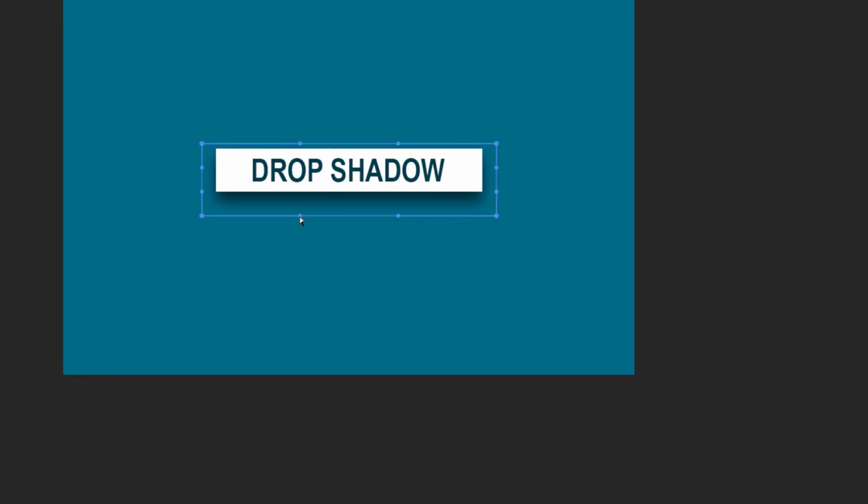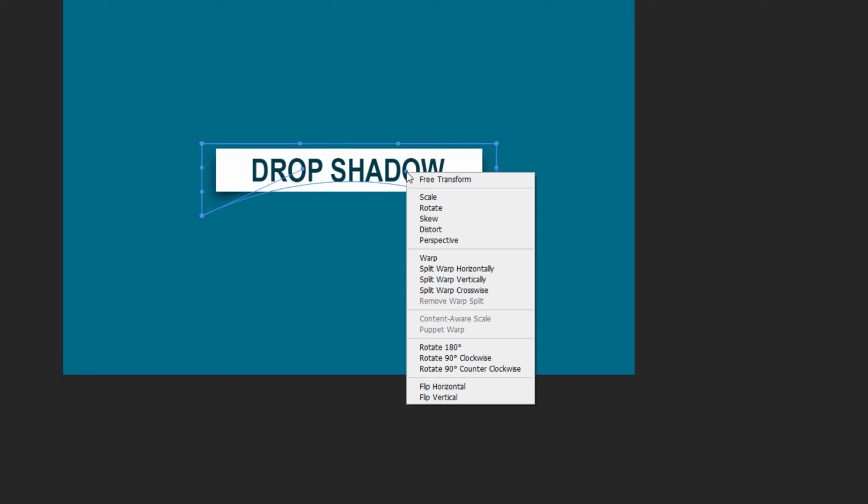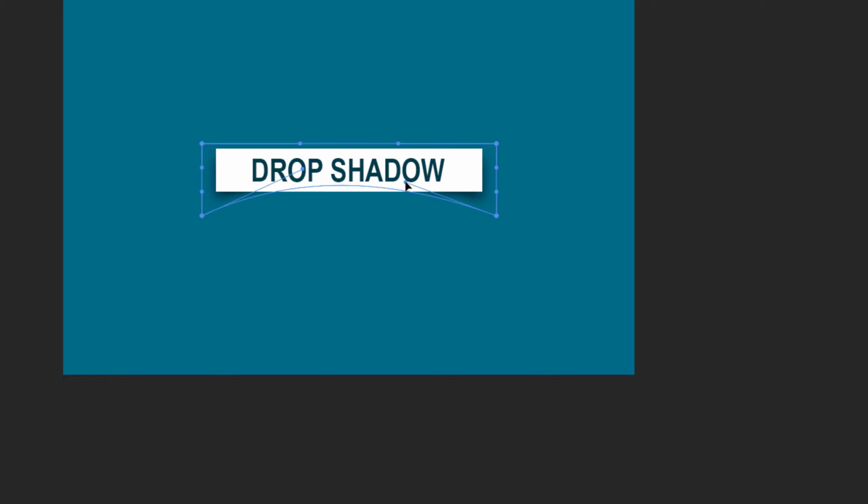Now I drag this point upward and this point upward with the same distance, maybe a little lower. Both should be a little lower. More lower. Here it is. Click enter. A stunning but simple button is created with the drop shadow.